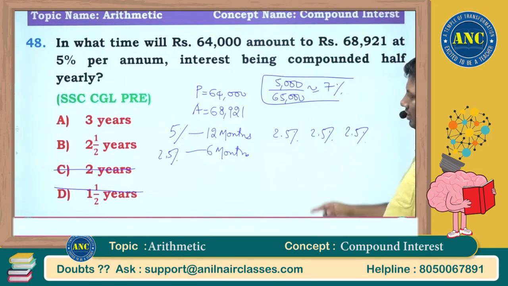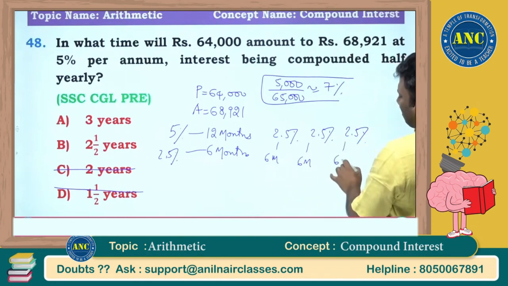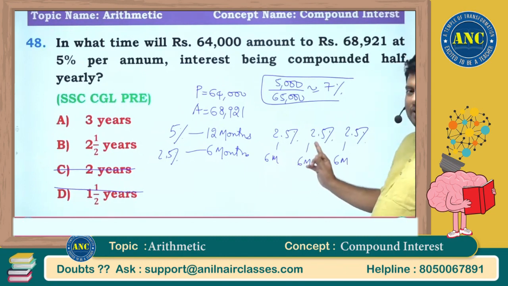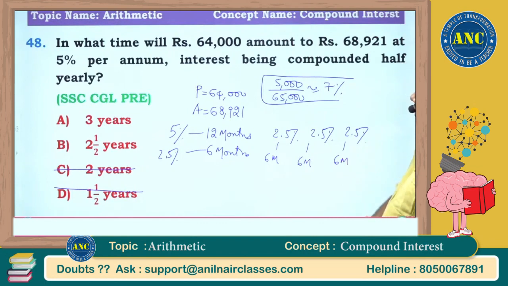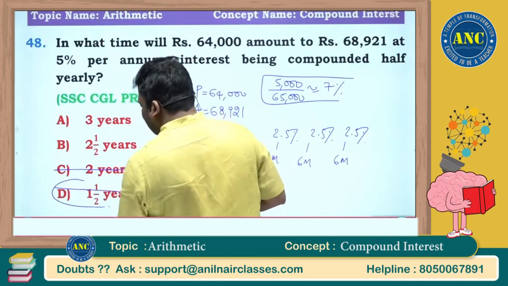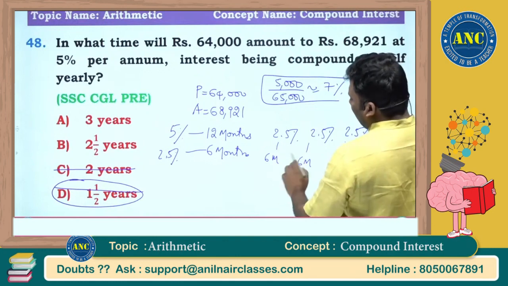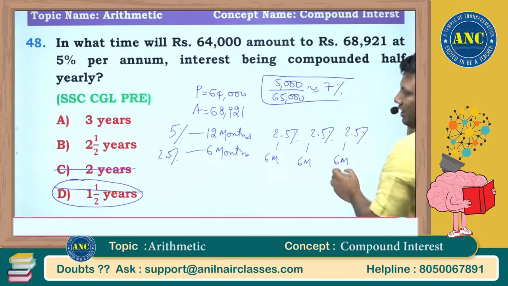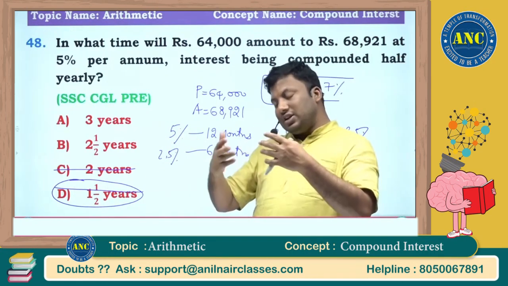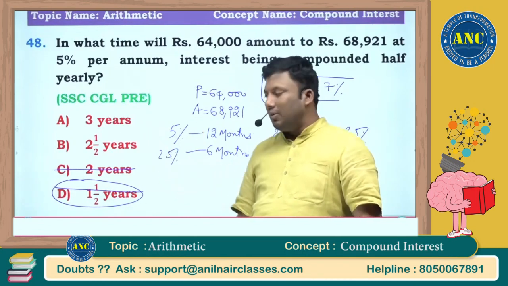Half yearly means the first 6 months, the next 6 months, and the next 6 months. 2.5, 2.5 and 2.5. Now, for 1.5 years, let us take it. 1.5 years compounded half yearly, right? So this will be 2.5, 2.5, around 7. If I take 3 years, every 6 months I am paying 2.5. That means yearly I will pay 5. 3 years it will be 15.